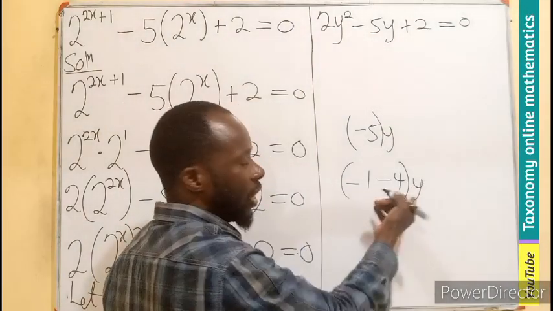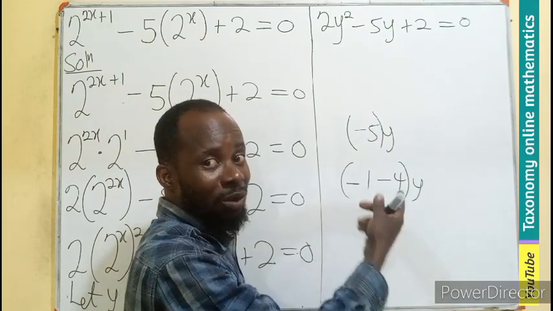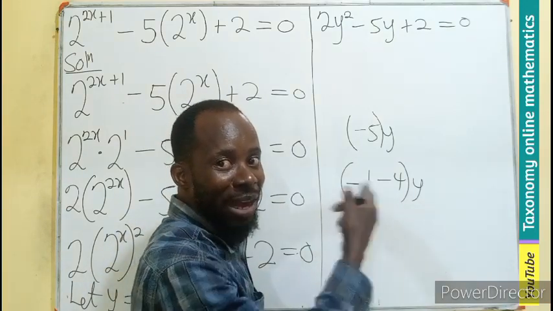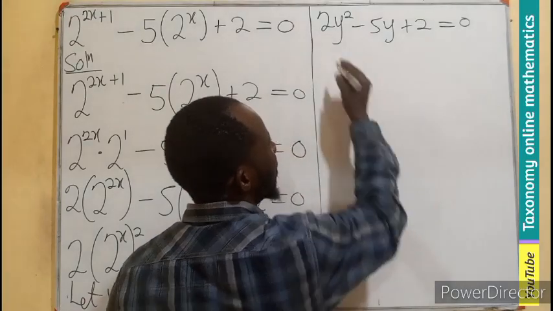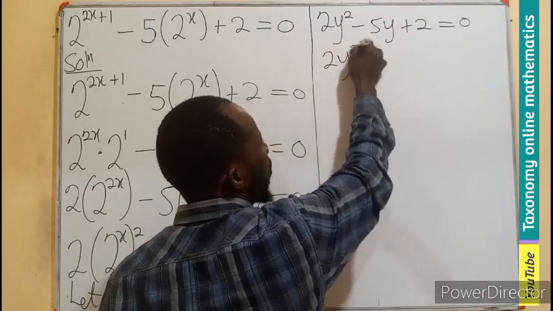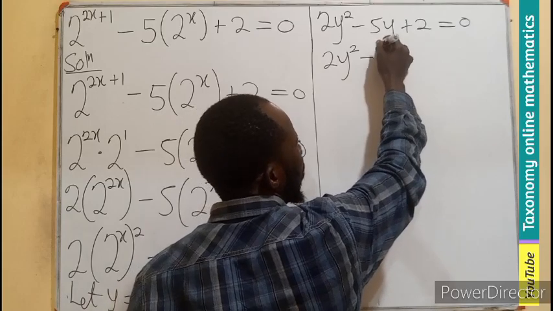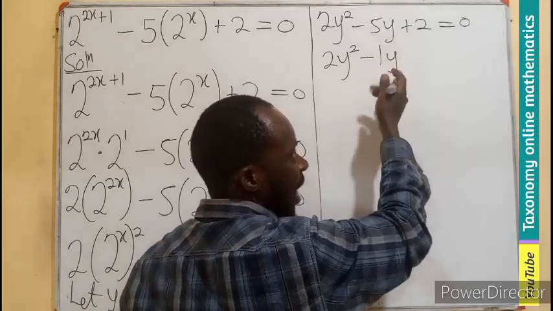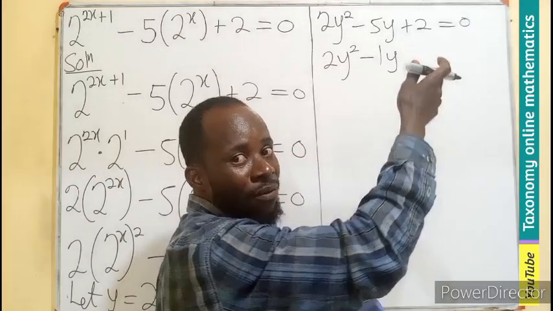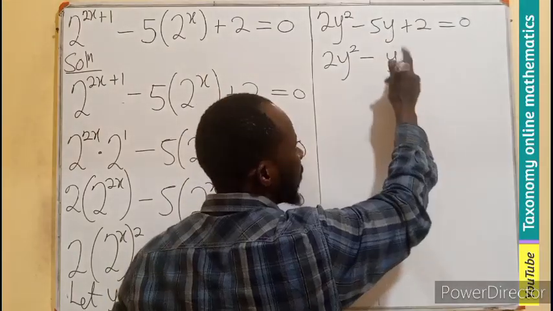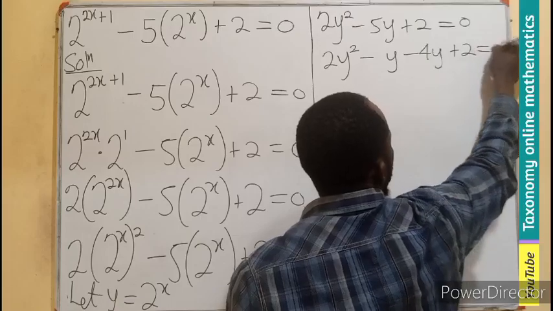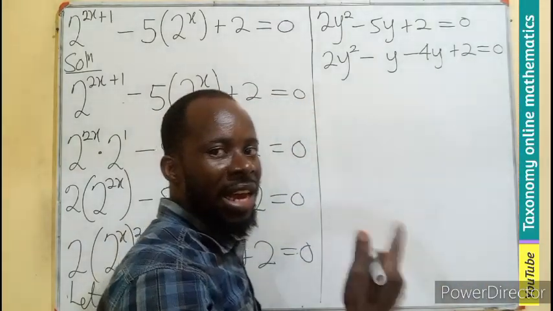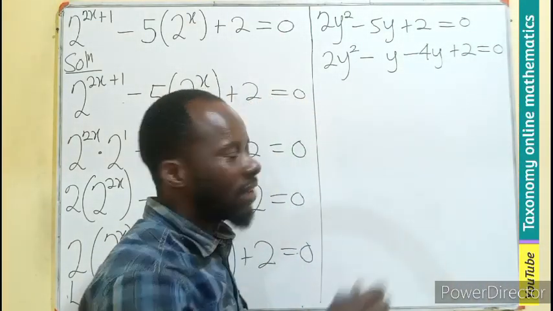So I only introduce this. I've explained this concept in one of my videos, so you can check it out. So I am going to replace this by 2y squared minus 1y, which is the factor, but since you don't write 1 in front of a variable, I'll have y. Then minus 4y plus 2 equals 0. We are only replacing the negative 5 with the factors that we have.